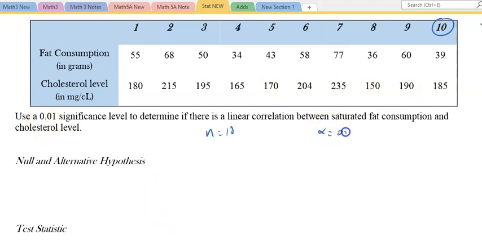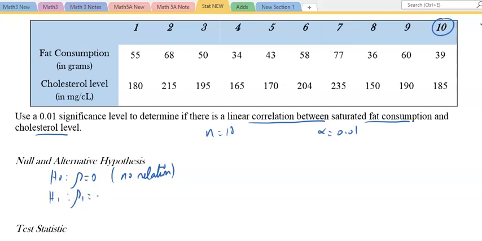They want alpha to be 0.01 significance to determine if there is a linear correlation between saturated fat consumption and cholesterol level. So the null hypothesis will say there is no relation. The alternative will say there is. It's different, above or below. So they are related. This is what you're testing.